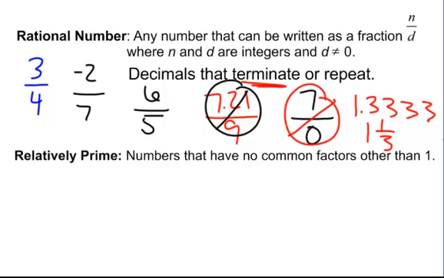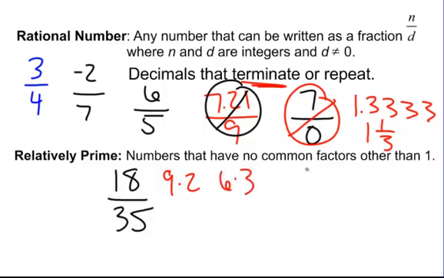Here's what relatively prime means. Numbers that have no common factors other than 1. For example, 18/35. Everything that makes up 18 and 35, well, you could do 9 times 2 or 6 times 3, okay, or 18 times 1. 35 is just 7 times 5 and then 35 times 1. The only one that they have in common is 1, because 35, 5, and 7, that doesn't appear anywhere up here. So 18 and 35 are relatively prime to each other.